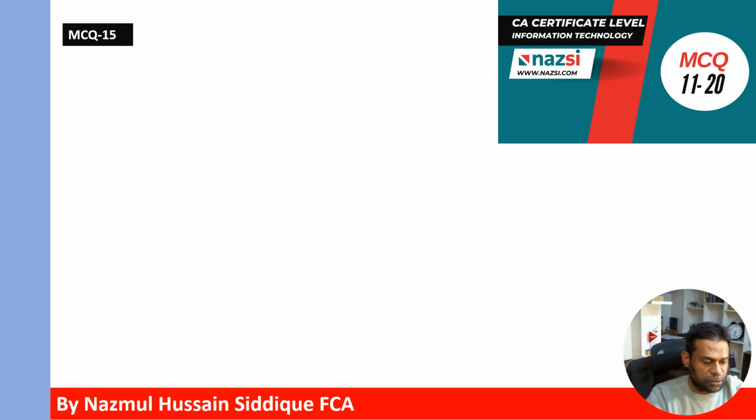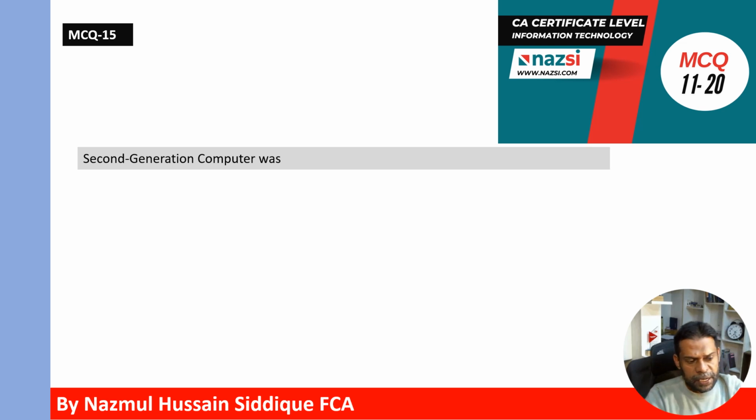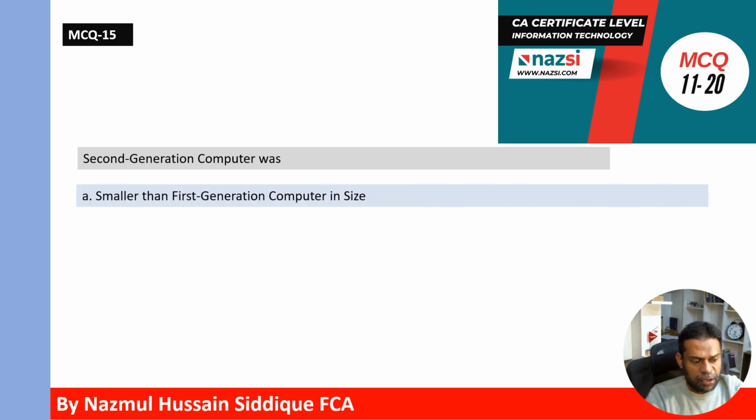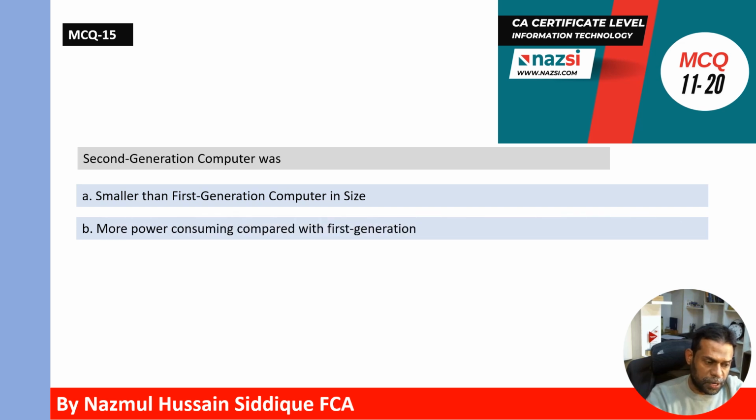Next question, MCQ 15. Second generation computer was A. Smaller than first generation computer in size, B. More power consuming compared with first generation computer. Which one is correct? Correct answer is A. Second generation computer was smaller than first generation computer in size.